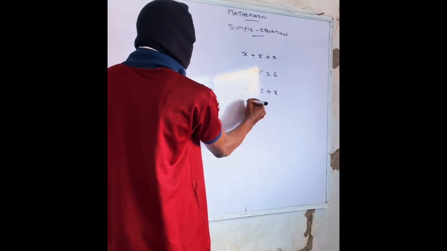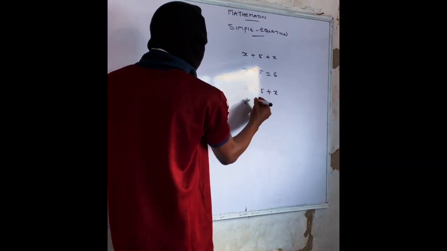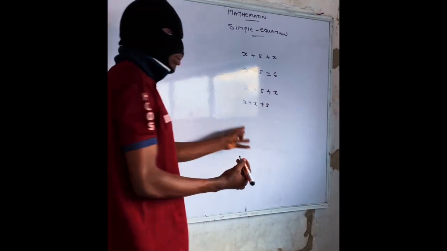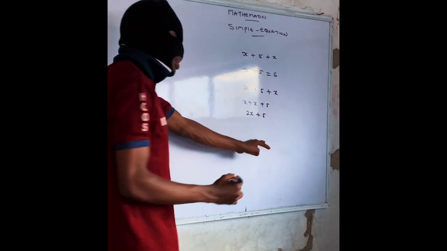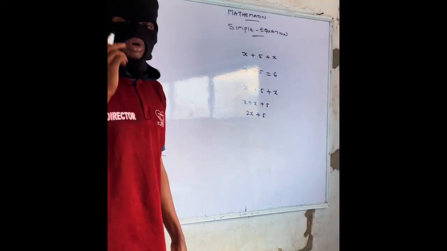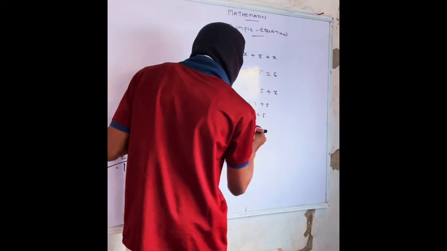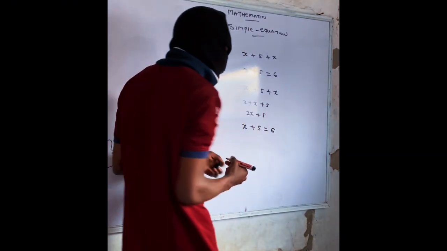Now you have your x plus x. You have to bring it closer: plus x, then plus 5. And you all know x plus x is 2x. Then you have plus 5. Very simple. But collecting like terms in an equation is different. Now you have x plus 5 equals 6.